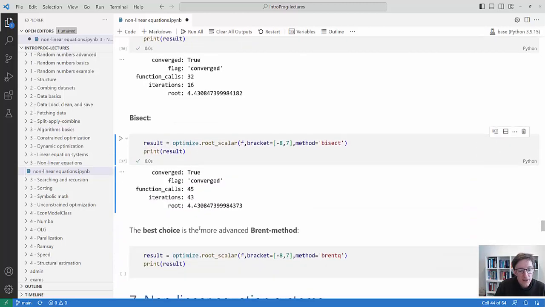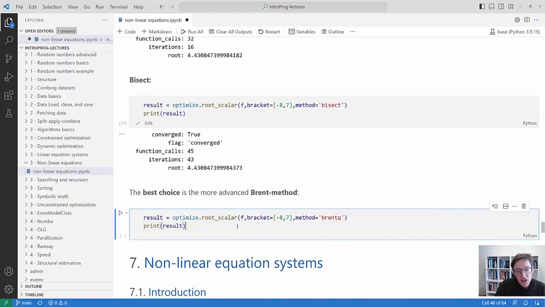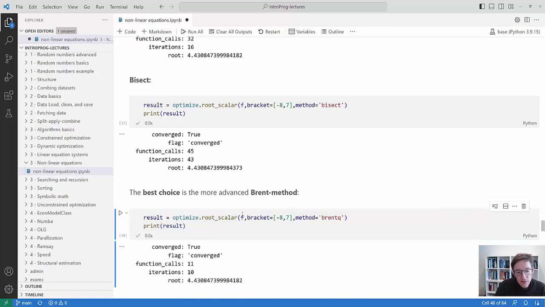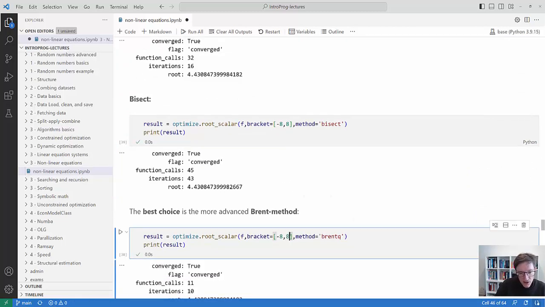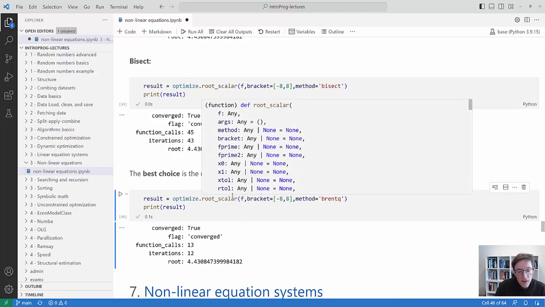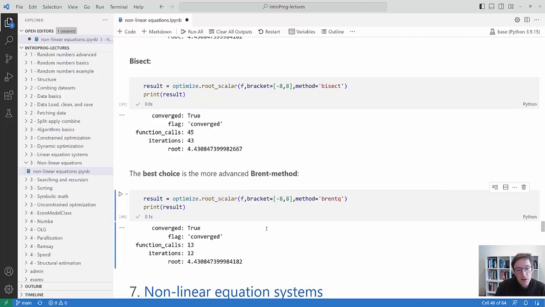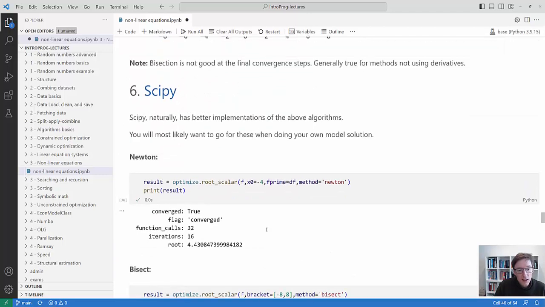Typically, for one-dimensional cases, the best choice is Brent's method, Brent Q, which is often where we find something that converges the fastest. I don't know why I put in, maybe let's do the exact same intervals. It actually didn't change much here. But anyway, this is typically how it's done. It's done the best. Okay, so this is how you can do it in one dimension.